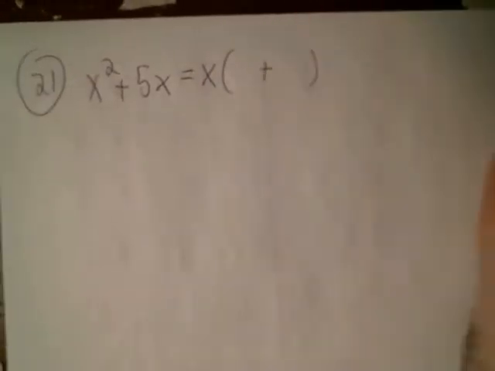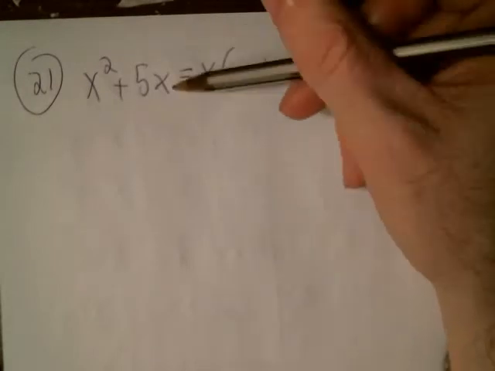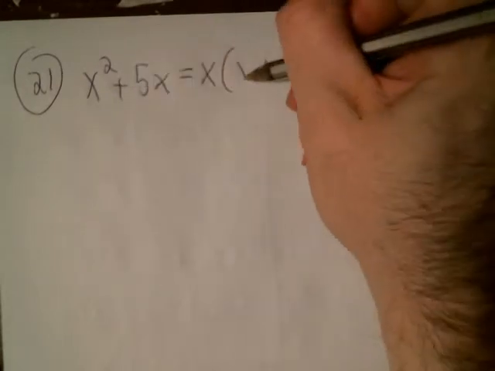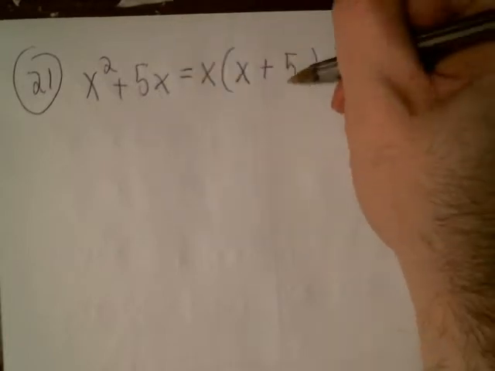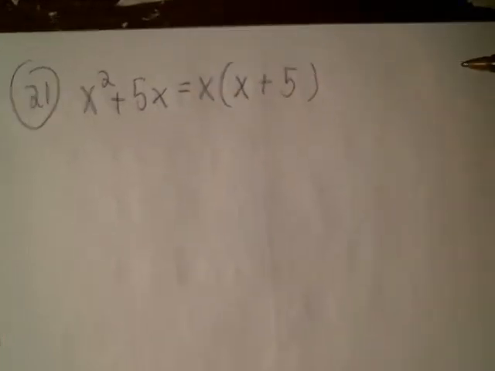And then again, you could do it like a fill in the blank. You ask yourself, x times what is x squared? Well, that's just x. And then x times what is 5x? Well, that's just 5. Okay.